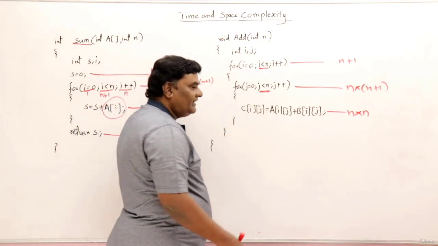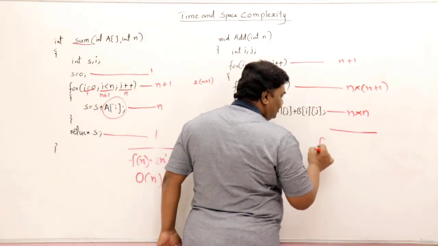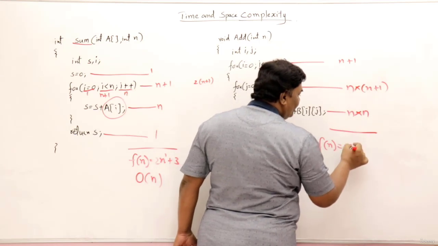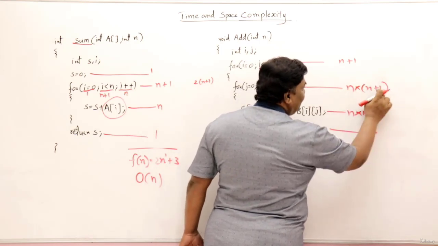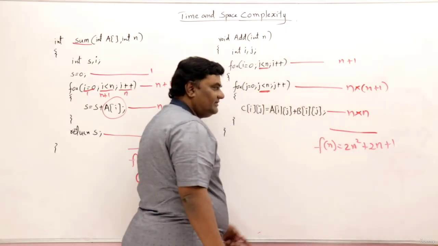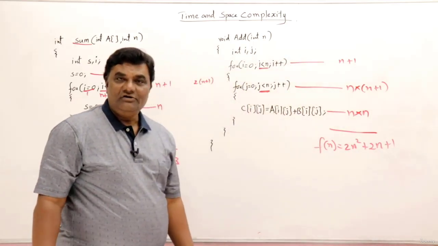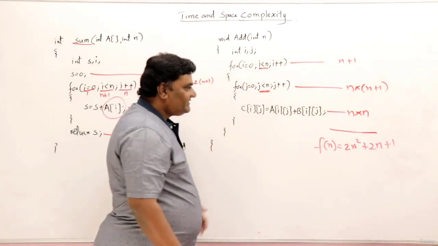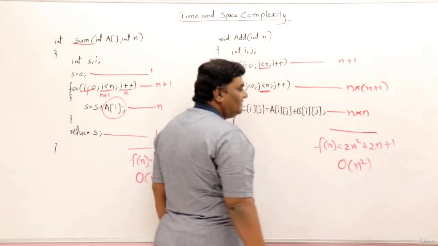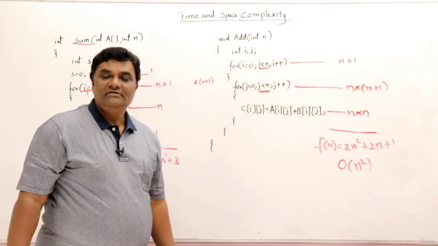Right? Now finally we can prepare a function, time function. What is the time function? 2n square plus 2n plus 1. This is the time function we got. What is the degree? 2, so it's order of n square. Time is order of n square.